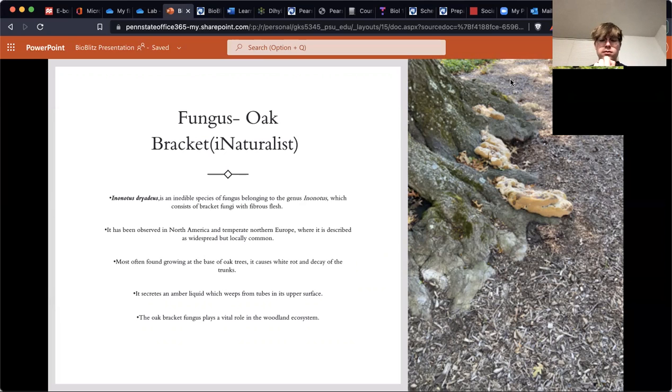It causes white rot and decay at the trunks of the trees. It secretes an amber liquid which weeps from tubes in its upper surface. The oak bracket doesn't really help out humans in any ways, but it plays a vital role in the woodland ecosystem.